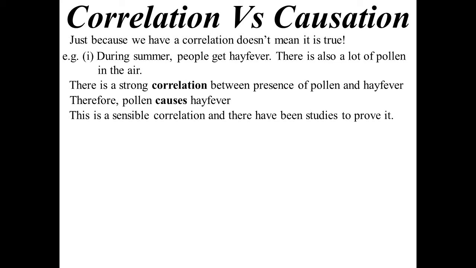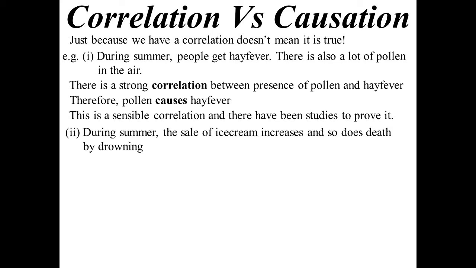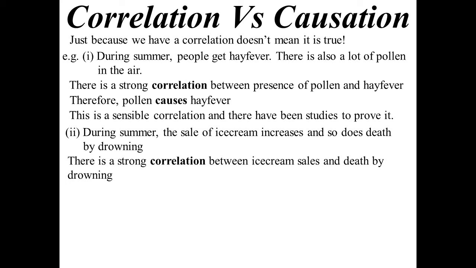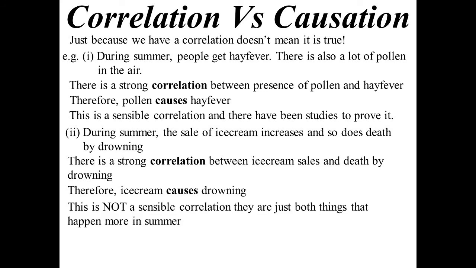Let's give another example for summer. During summer, the sale of ice cream increases, but so does death by drowning. So there is a strong correlation between ice cream sales and death by drowning. Therefore, ice cream causes drowning. Now, is that a sensible correlation? Well, no, that's not a sensible correlation. They're just things that both happen a lot more during summer.